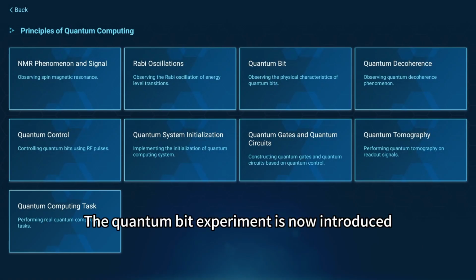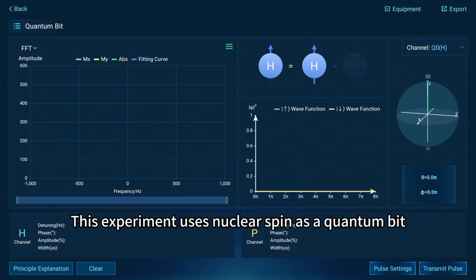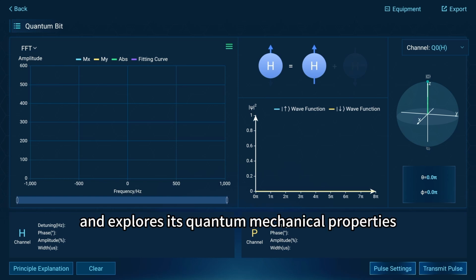The quantum bit experiment is now introduced. Quantum bits, qubits for short, are the central element of quantum computing. This experiment uses nuclear spin as a quantum bit and explores its quantum mechanical properties.